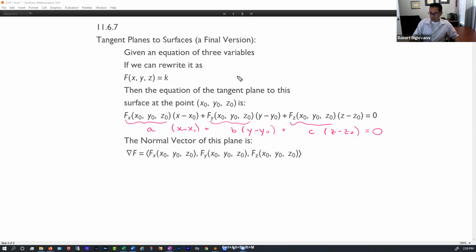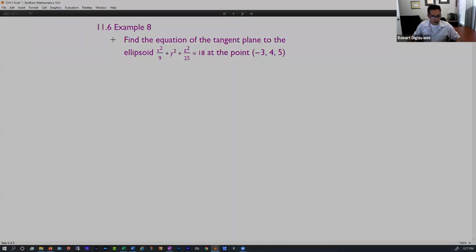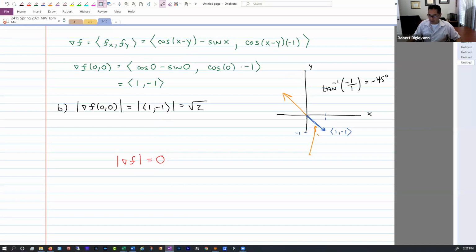Let's do an example. You'll see it in action. So here we have an ellipsoid, an equation containing 3 variables. And what we're going to try and do is find the equation of the tangent plane at a specific point.